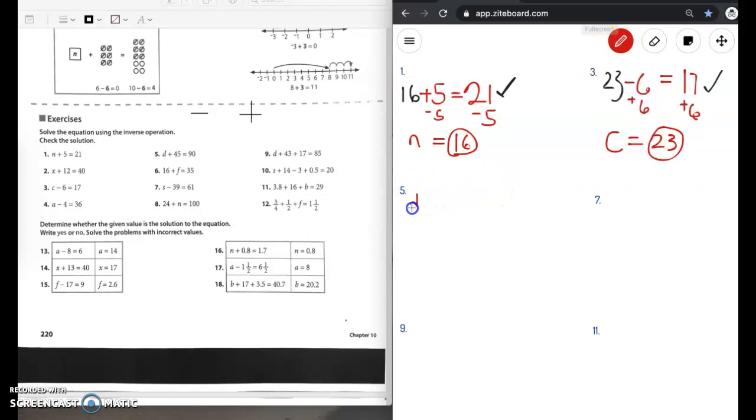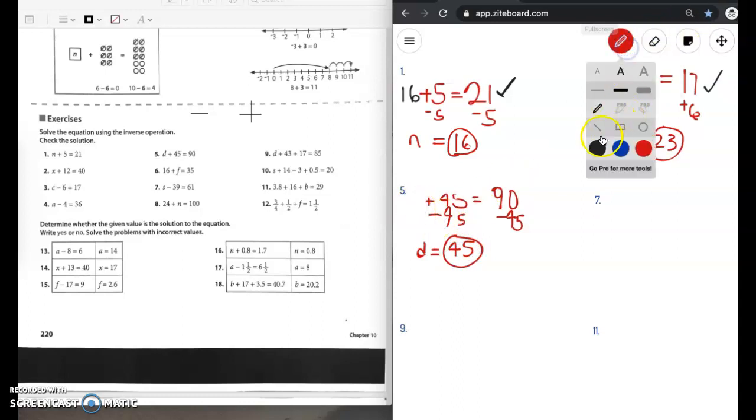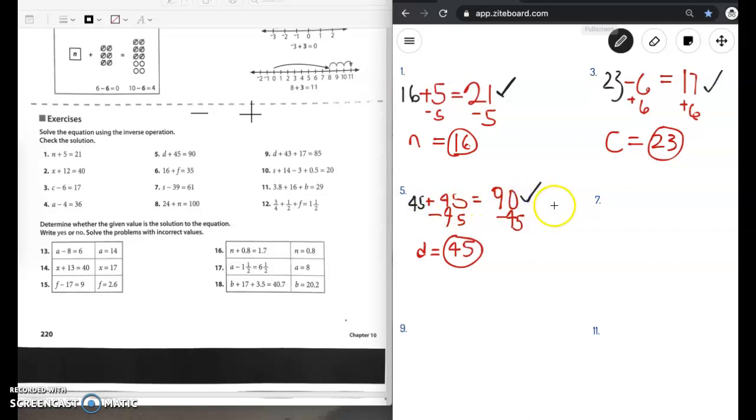Number 5. D plus 45 equals 90. What is the inverse operation of plus 45? It is minus 45, right? Good. Now, we got D equals 90 minus 45. I got 45. How about you? Let's go ahead and check our answer. Substitute D with 45. 45 plus 45 equals 90 indeed, correct? Doing great. Good job, guys.